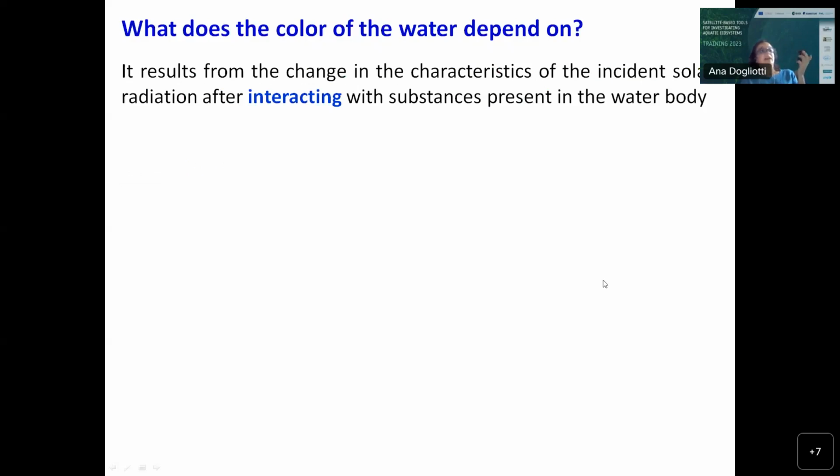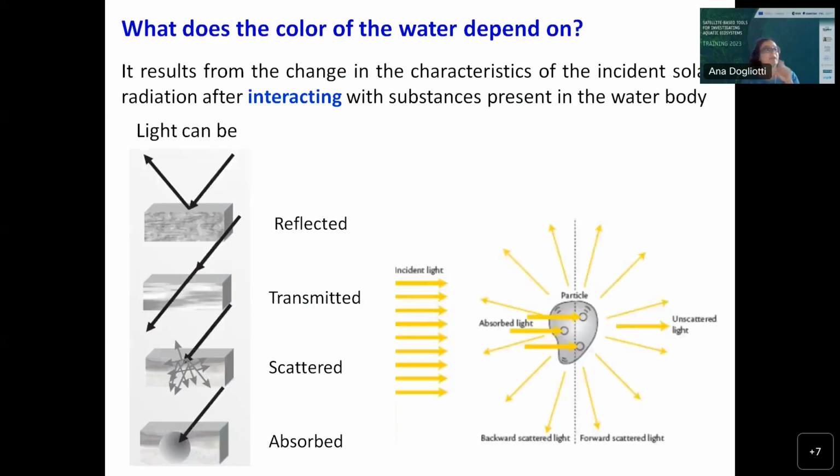Now, going to what the color depends on, and why the color changes. The color will result from the change in the type of energy, the radiation that comes from the water after interacting with the substances present in the water. So basically, it will depend on what is in the water.